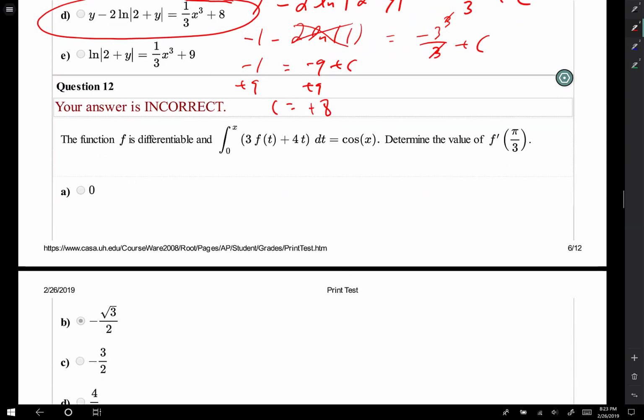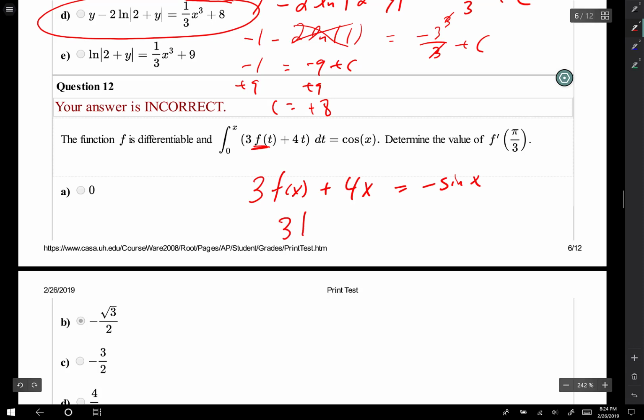The function f is differentiable. Determine the value of f prime. Well, here's f. You're going to have to take a derivative so you can get it to be f of x. And then you're going to have to take another derivative because you want f prime. So if I take a derivative of this, you get 3f of x plus 4x equals, the derivative of cosine is negative sine x. And now we're getting ready to take another derivative. 3f prime of x plus 4 equals, the derivative of sine is cosine, but keep it, there it is.